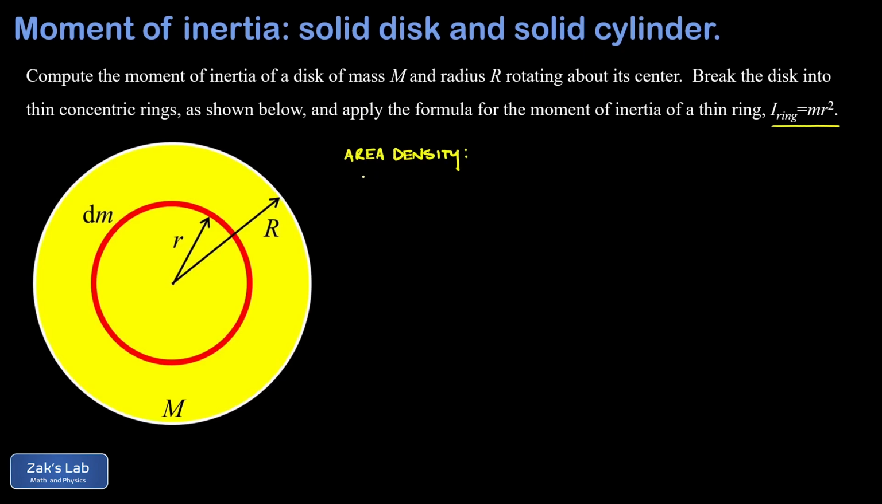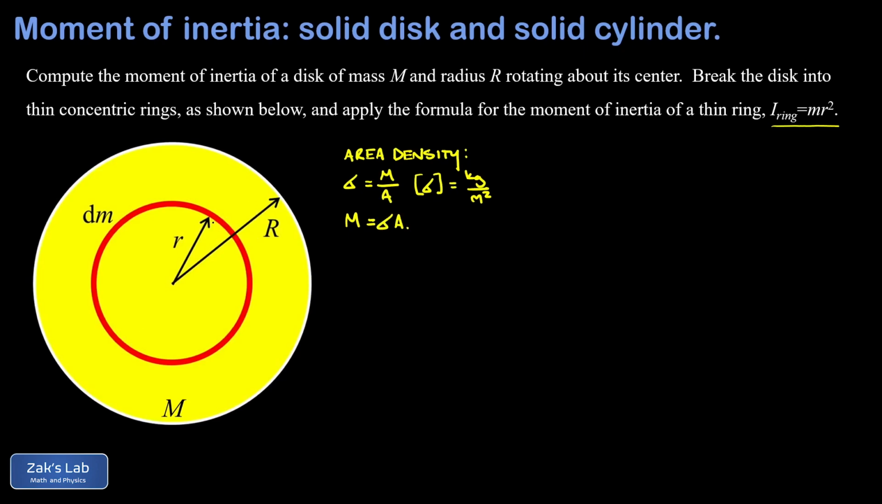An area density is usually given the Greek letter sigma, so a lowercase sigma, and it's the mass per unit area. Just to make it clear what that means, the units of area density are kilograms per square meter. So it's the way you describe density when you're talking about a two-dimensional object. And the way we're going to use this is by turning around the definition so that, given an area and an area density, we can find the mass by taking area density times area.